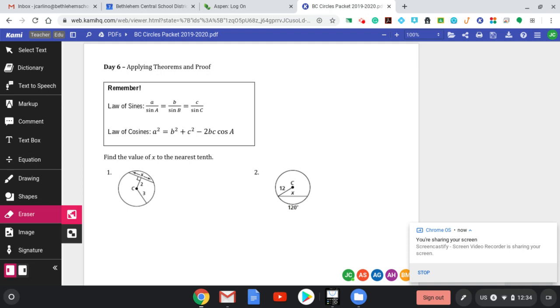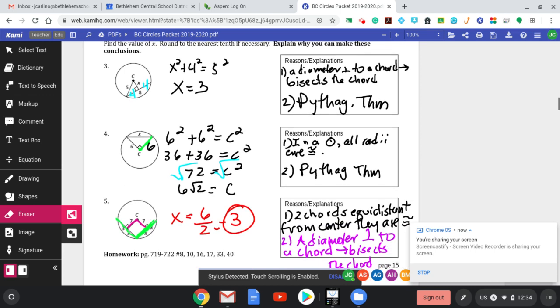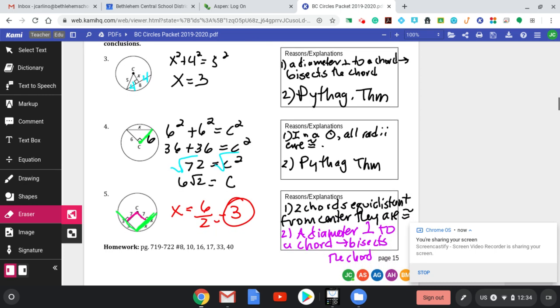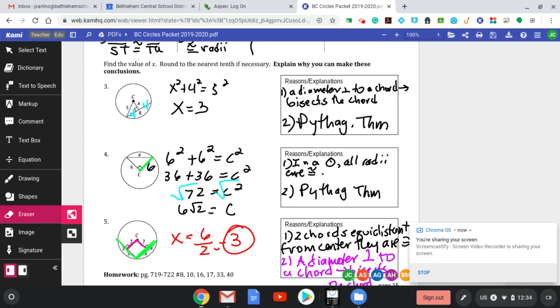Okay, everyone, on to day 6. Nothing new here today. What we're going to do is apply the theorems that you learned yesterday to some more hardcore algebra problems. This is more like an honors level day. I don't know if I do it in a regular geometry class, but honors level, definitely.